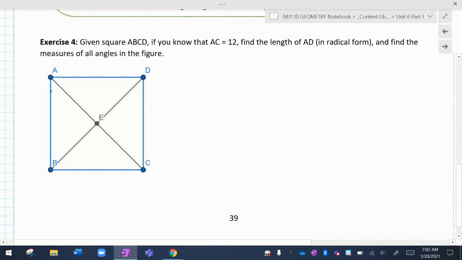Well, if this is a square, that has to be a right angle. But since a square is a rhombus, the diagonals bisect the angles, so that means these are both 45. And that is true in every single corner. Also, since a square is a rhombus, the diagonals are perpendicular, which means that these are right angles.